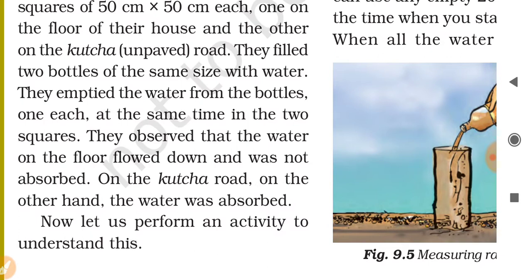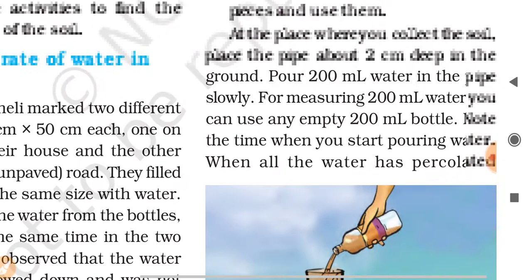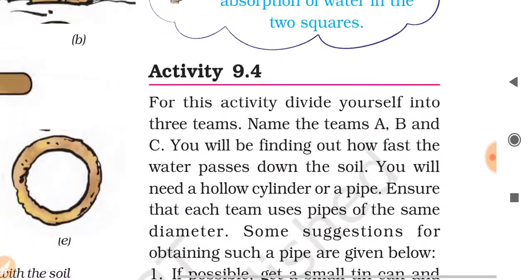They observed that the water on the floor flowed down and was not absorbed. On the kacha road, on the other hand, the water was absorbed. Now let us perform an activity to understand this. So you have to do this activity.